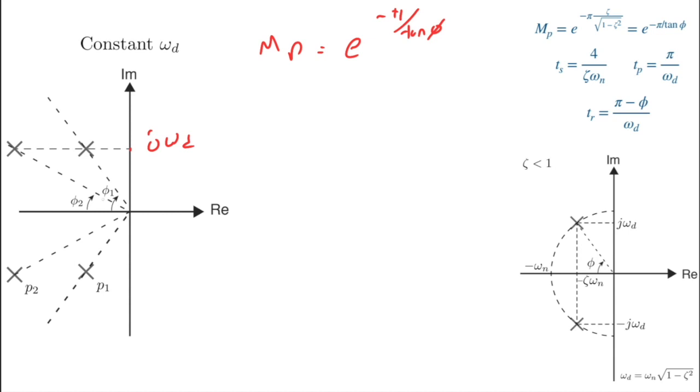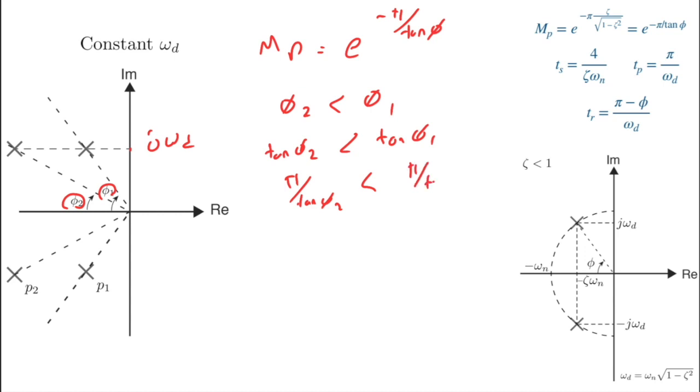If I move from phi 1 to phi 2, phi 2 is less than phi 1. We know that tangent is monotonic with phi, which means that tangent phi 2 is less than tangent phi 1. But we have pi over tangent phi, so pi over tangent phi 2 is greater than pi over tangent phi 1. But we have a minus, so minus pi over tangent phi 2 is less than minus pi over tangent phi 1.